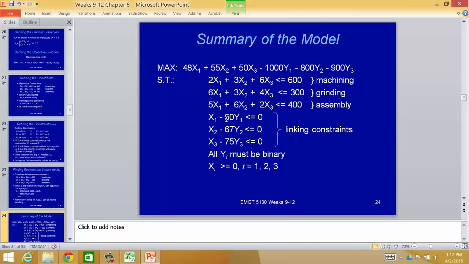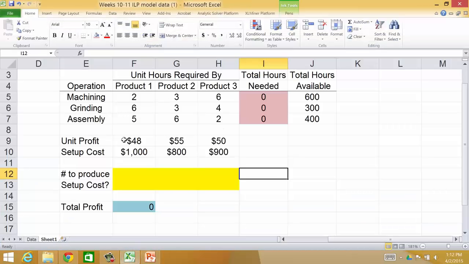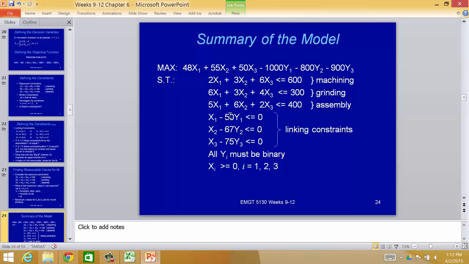Now, where did those 50, 67, and 75 values come from? They are not given anywhere, right? Do you guys remember where we calculated them?